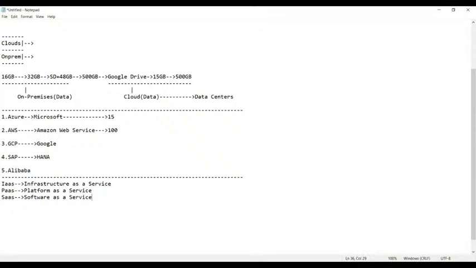That means they have provided their services in three different categories. Suppose, for example, infrastructure as a service. Let us try to understand this. What is infrastructure as a service?